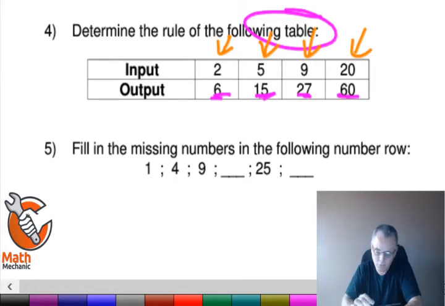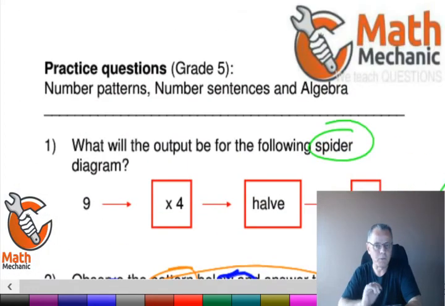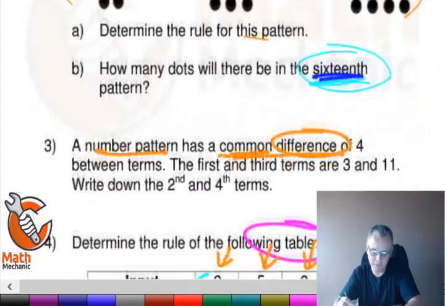In this case, your rule will go from input to output. That is typically what you would have done with the first question when you had the spider diagram or the flow chart. It's from input to output. You need to be able to find the rule there.